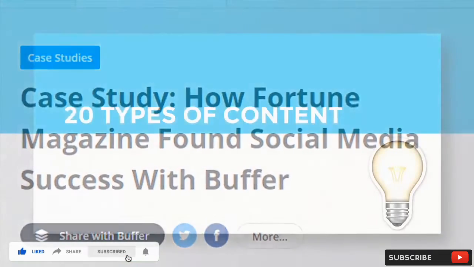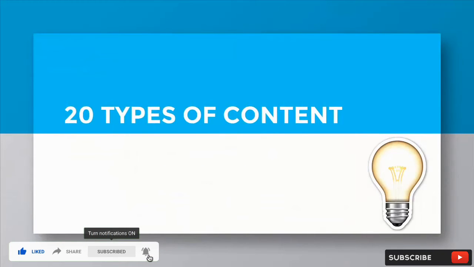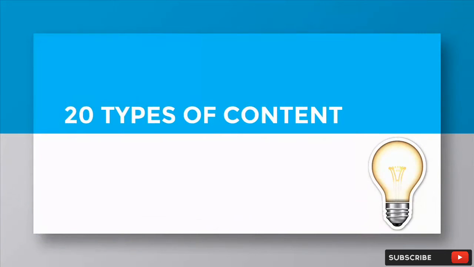So there you have it, 20 content formats that you can work into your content strategy. I can't wait to see what you do with them.